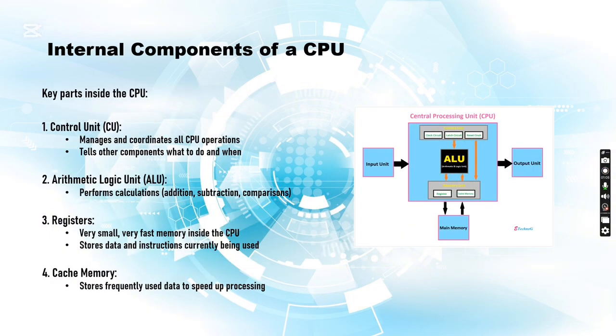The first one, internal components of a CPU. Key parts inside the CPU: the control unit manages and coordinates all CPU operations and tells other components what to do and when. The arithmetic logic unit performs calculations, addition, subtraction, and comparisons. Registers are very small, very fast memory inside the CPU that store data and instructions currently being used. Cache memory stores frequently used data to speed up processing.